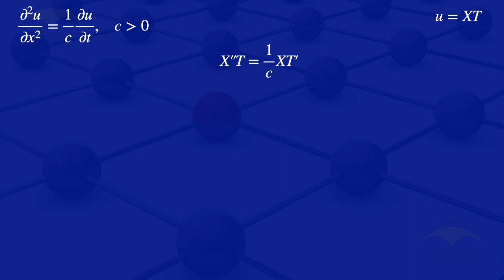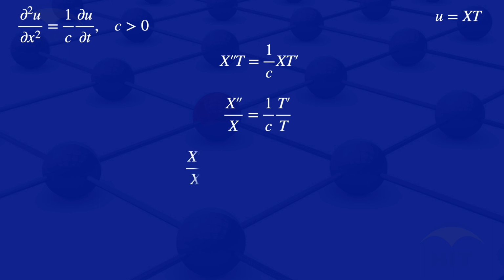I can now put the functions of x on one side and the functions of t on the other side, so that we have X double prime divided by X equals 1 over c multiplied by T prime divided by T. What we have on the left hand side is a function of x only. What we have on the right hand side is a function of t only. But in this case, they are equal, so they can only be equal if they are constants. So we'll call that constant k.